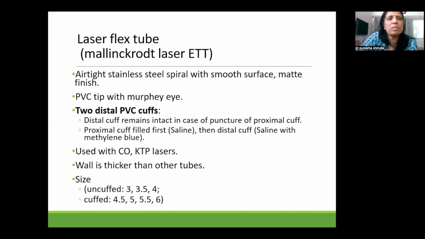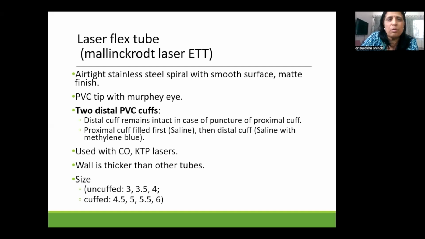These laser flex tubes are airtight stainless steel spiral with a smooth surface and matte finish. And there is a Murphy eye also. In case there is some kind of obstruction, the Murphy eye can come to your rescue. There are 2 PVC cups. I am going to show the figure also. The distal cup remains intact in case of puncture of the proximal cup, and the proximal is filled with saline and the distal with methylene blue. So suppose the distal cup perforates. That means now the tube is totally disastrous because methylene blue is out. So already that means the proximal has been perforated and you have punctured the methylene blue also.